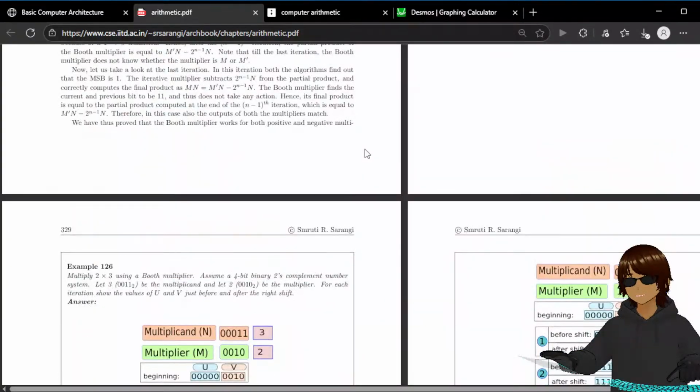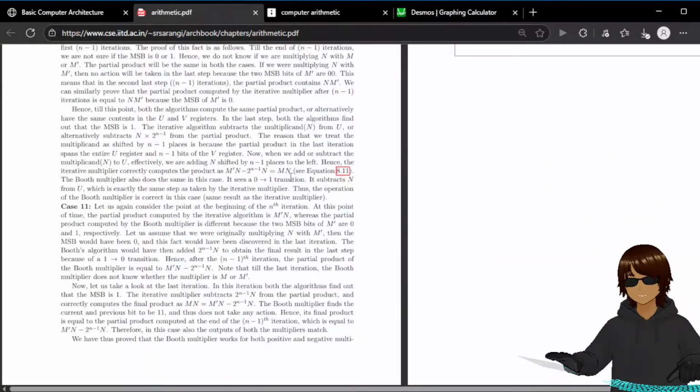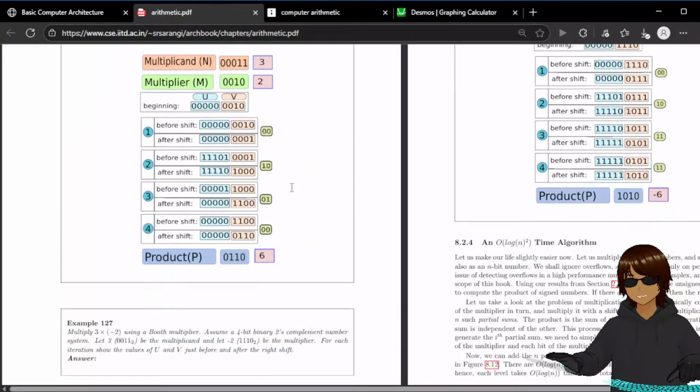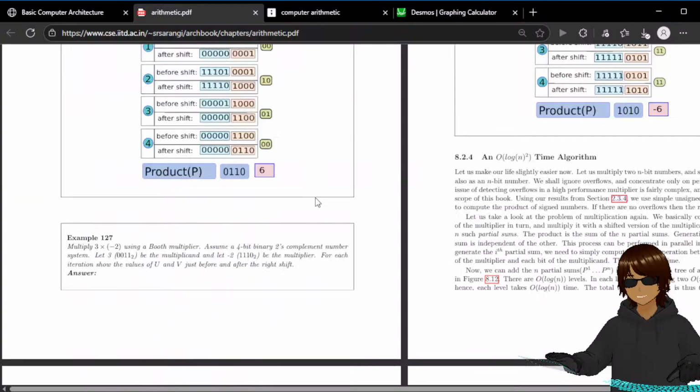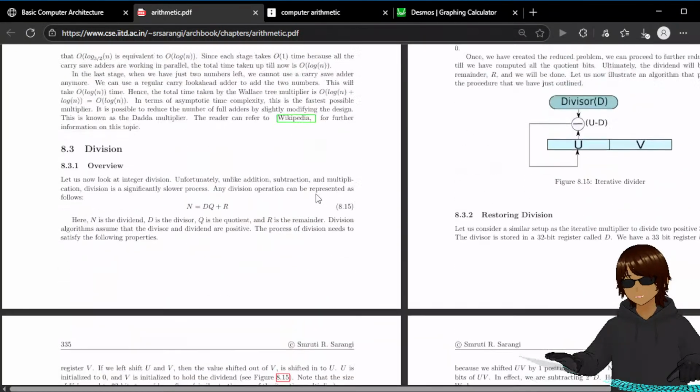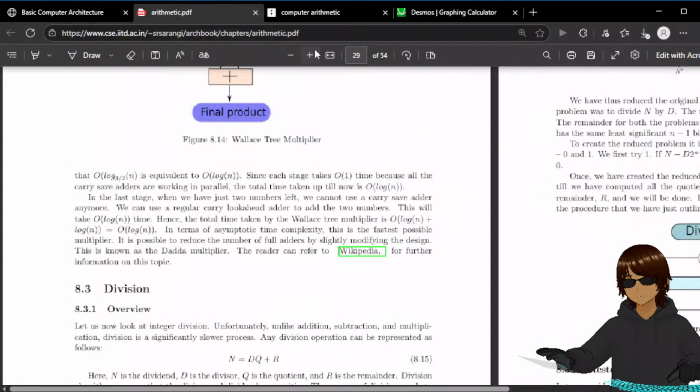Oh yeah, they check for runs of ones, like 0, 0, 0, 1, 1, 1, 1. They find a sequence of ones, so they save time like that. Anyways, I'm going to be learning about division this time.